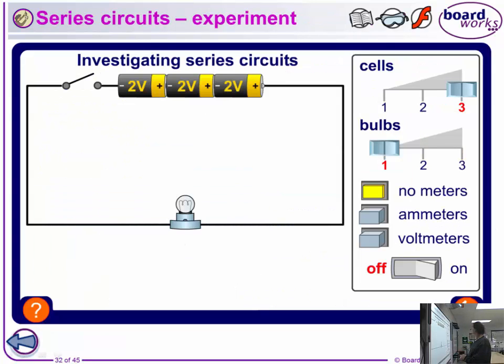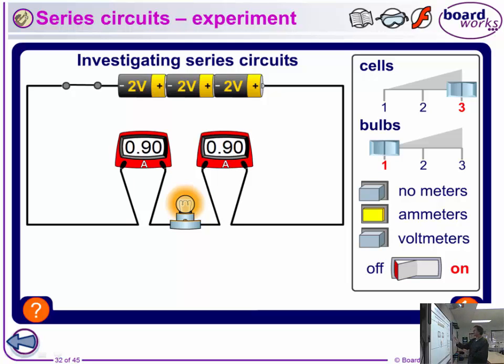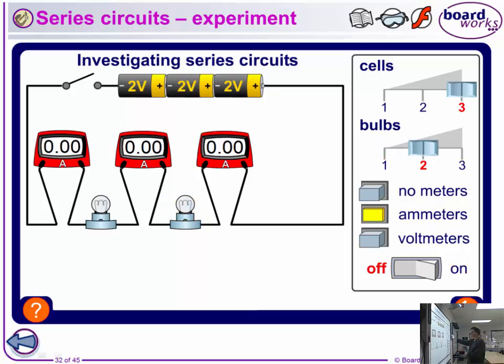All right, so let's look at investigating some series circuits. I've put three cells back to back in here to give you a total of 6 volts, which is 6 joules of energy to every charge. If you close this off with just one globe, and we put an ammeter in there as well, you're getting the same current of 0.9 amps on each side. What do you think happens if you put a second globe in there?